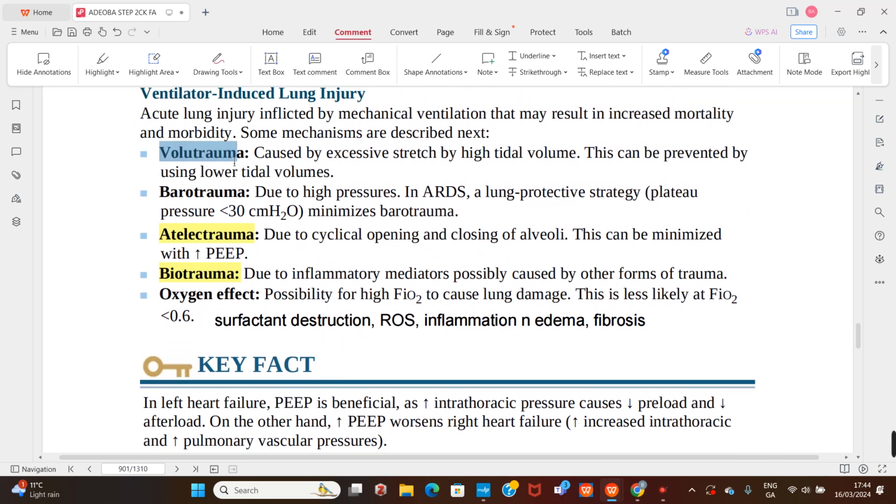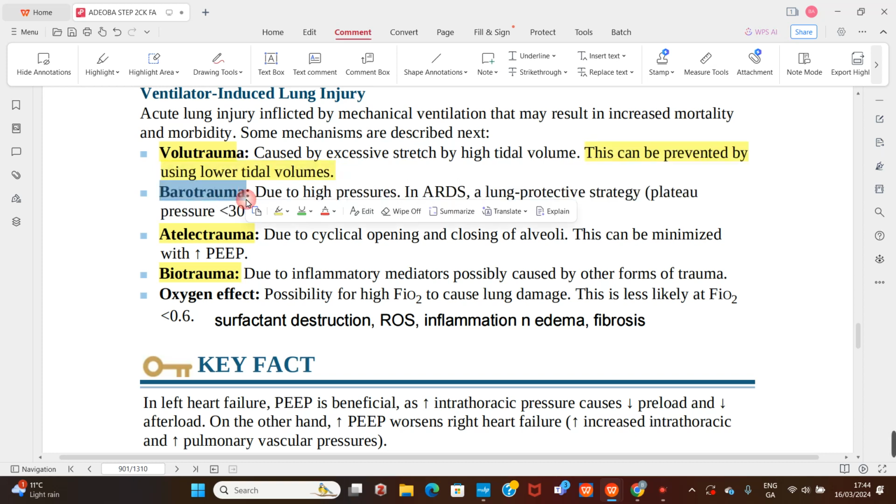So the first one is volutrauma. This one is very straightforward. If the anesthetist sets the tidal volume to be too much, more than 8 ml per kg, it's going to lead to more volume being delivered, and can lead to overdistension and collapse of the alveoli at the end of the day. And one thing that happens when there's collapse is that you have air leaking around the lung parenchyma, and you can have that air seeping into the pleural cavity, causing pneumothorax. Very, very common. So you can prevent this by using low tidal volume.